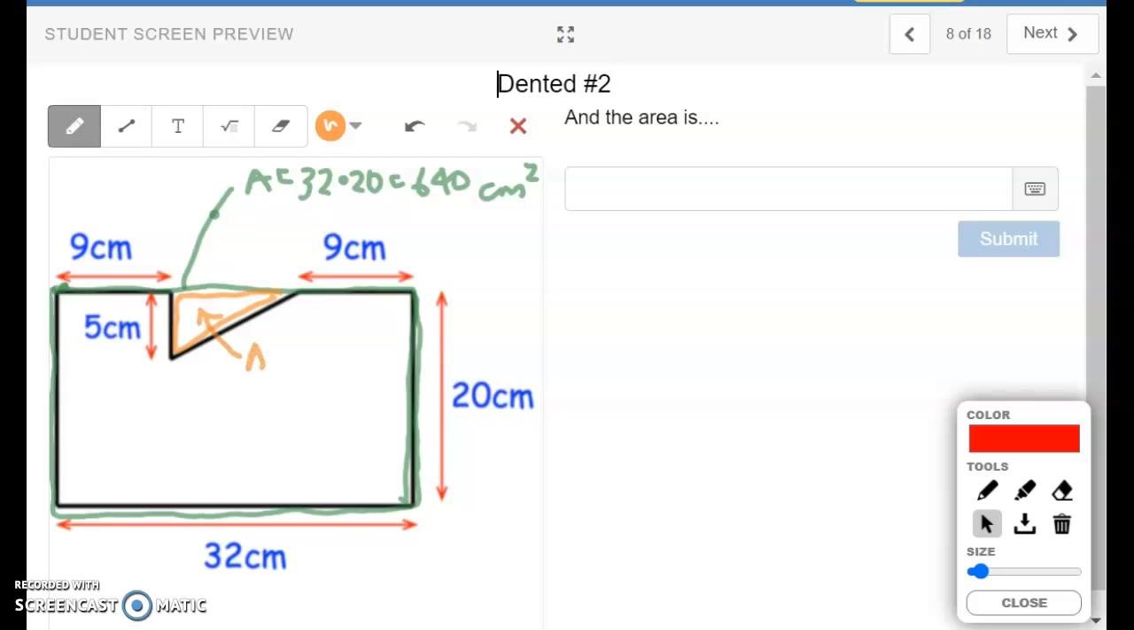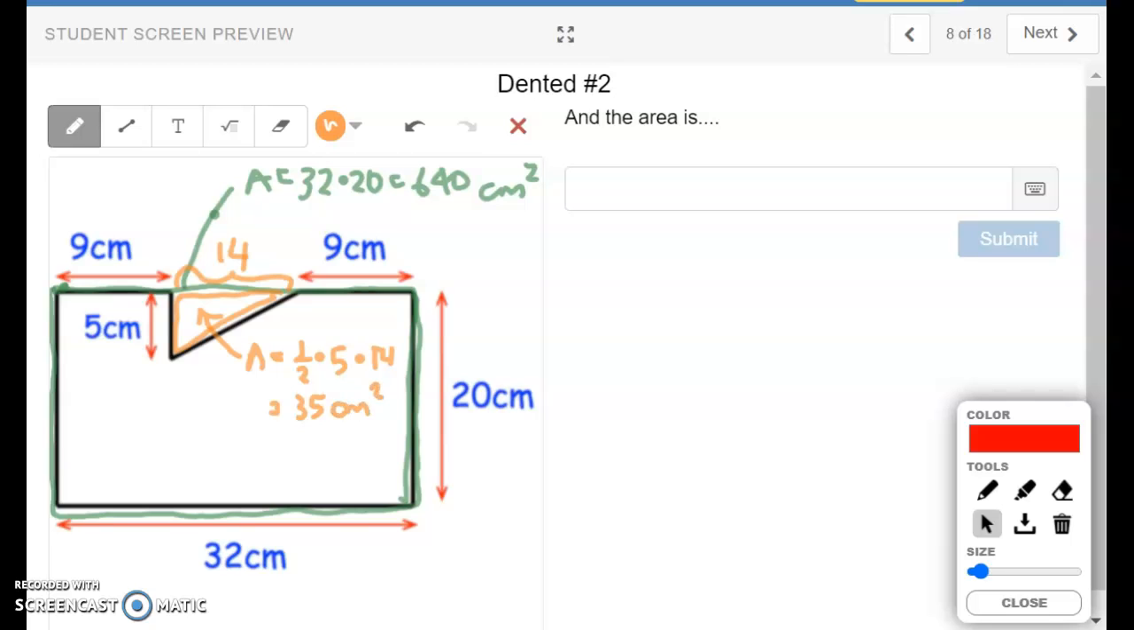The area of the triangle: 5 is the base of the triangle, so it's going to be half times 5 times, we need to figure out this length. What is this length? Well, we know this length is 32, and we have 9 centimeters here and 9 centimeters here. So it's going to be 32 minus 18, which is 14. So this length is 14, and it's going to be half times 5 times 14. That's going to be 35 centimeters squared.